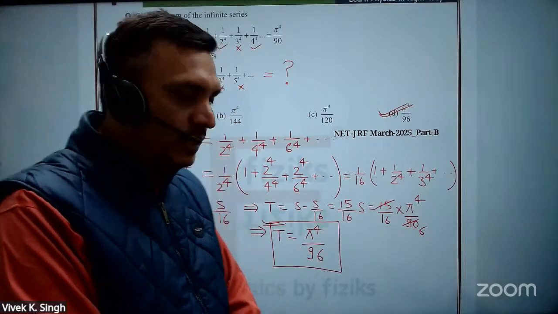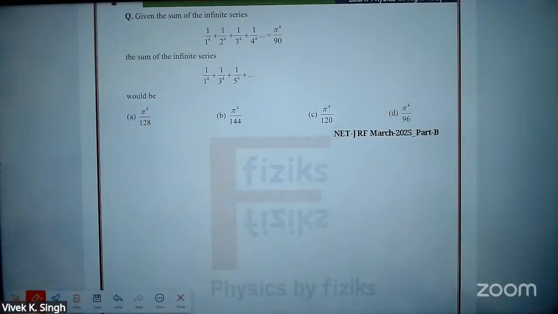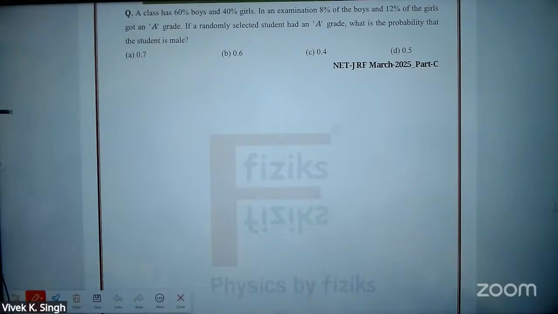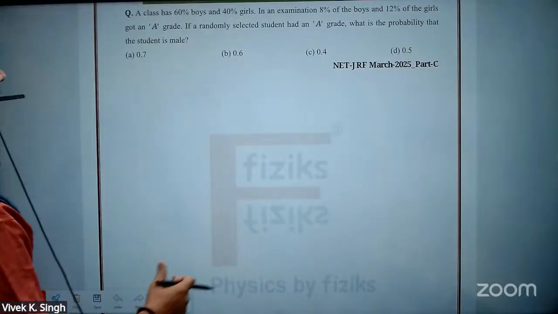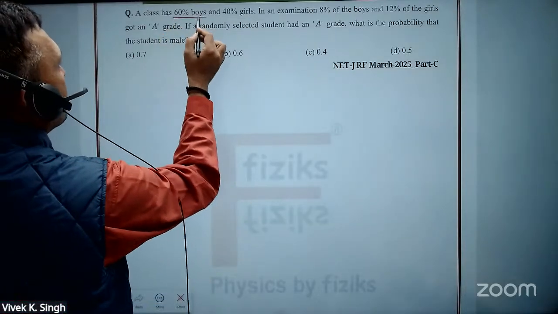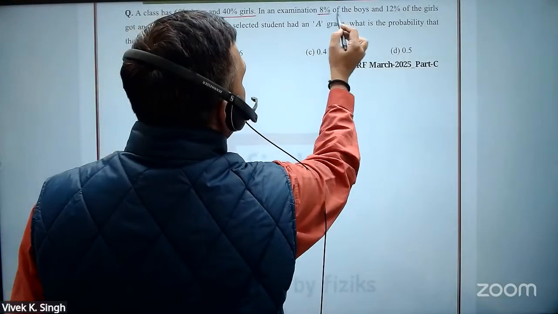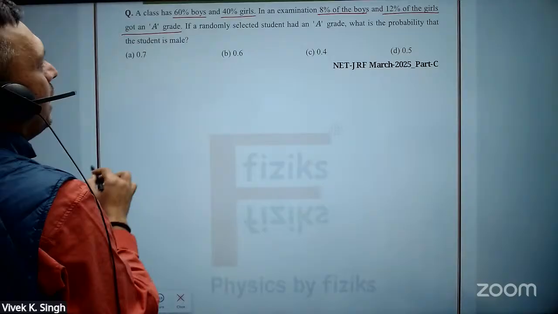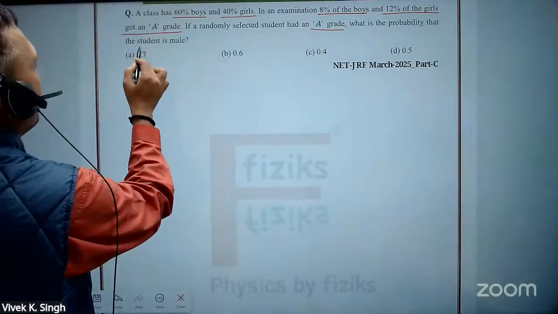So let's see the next question. Now see, this is based on conditional probability. A class has 60% boys and 40% girls. In an examination, 8% of the boys and 12% of the girls got an A grade. If a randomly selected student got an A grade, what is the probability that the student is male?